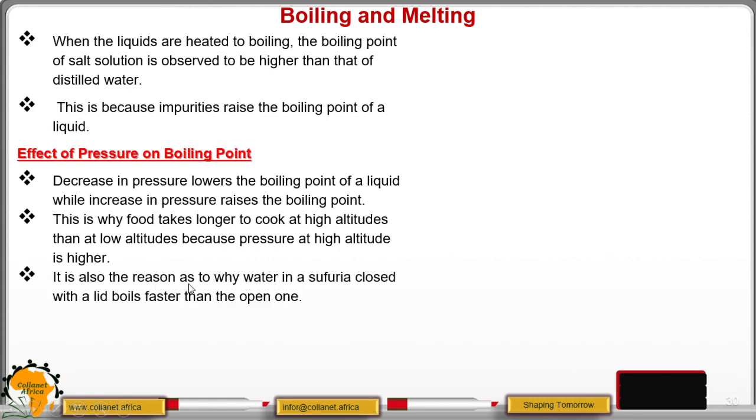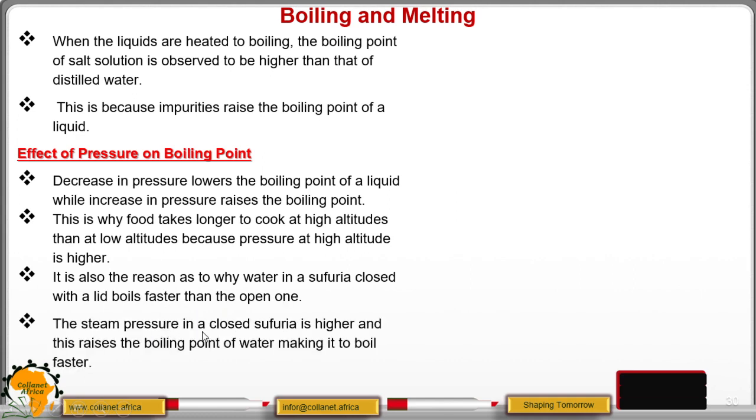Then, it is also the reason why water in a sufuria closed with a lid boils faster than the one that is open. The steam pressure in a closed sufuria is higher, and this raises the boiling point of water, making it boil faster.